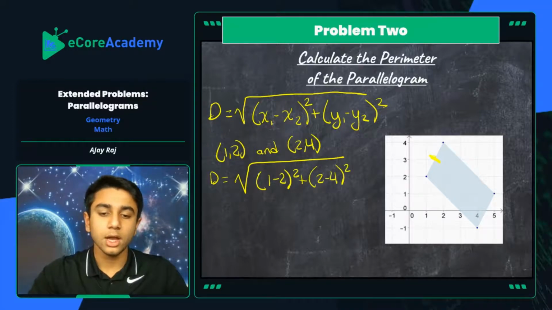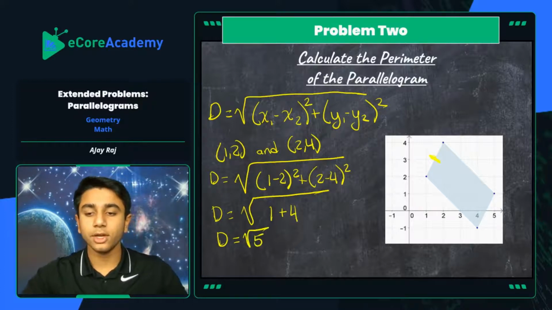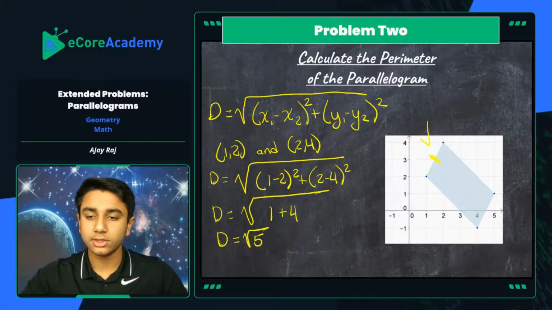Let's simplify that. 1 minus 2 is negative 1. Negative 1 squared is 1. So we're going to put that in here. d equals the square root of 1 plus, and then 2 minus 4 is negative 2. Negative 2 squared is going to be 4. Add those together. d equals the square root of 5. So now we've already calculated what one side length is. This side length right here is going to be worth root 5.